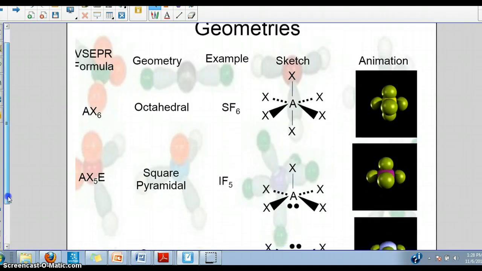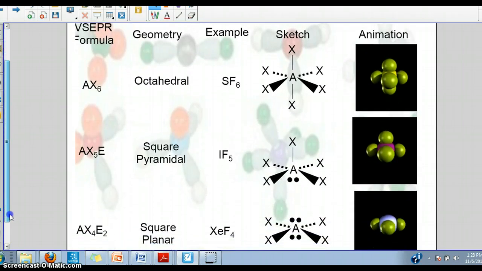All right, the very last set that we have are the AX6s. AX6 is called octahedral, and if you have no lone pairs, you're going to have the same molecular geometry, and you'll get this lovely looking shape over here. If you have one lone pair, you're going to get what's called a square pyramidal. So it's like the square base of a pyramid right here, and then you have this one bond sitting off to the top. If you have 2 lone pairs on the central atom, like in XeF4, then you're going to get just the base of the pyramid, which is called square planar. Okay?